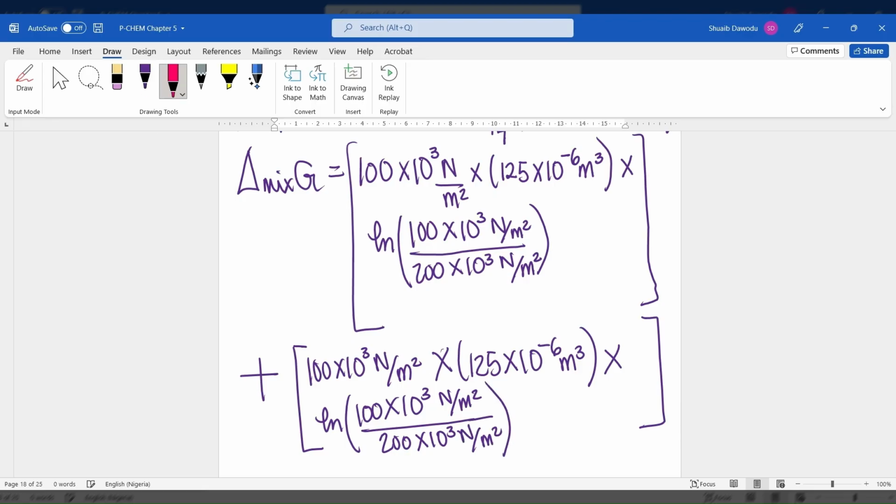So yeah, that's it. Cancel out the meter squared and cancel out from the meter cube, so we just have the meters here. Cancel out the times 10 raised to the power of 3 top and bottom, cancel out 100 here, 100 here, 2. The same thing here: cancel out the meter squared and the meter cube, you only have the meters here. You cancel out the Newton per meter square up as well as down, cancel out the times 10 raised to the power of 3 at the bottom, cancel out 100 here, 100 here, 2. So 1 over 2 here.